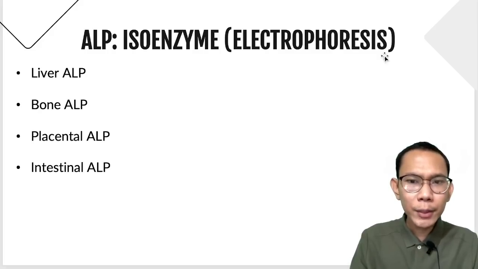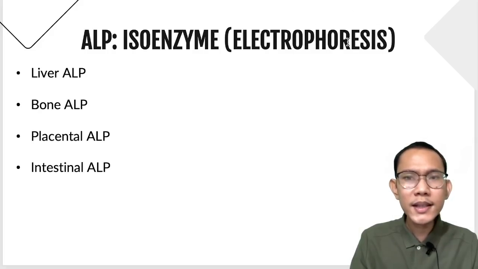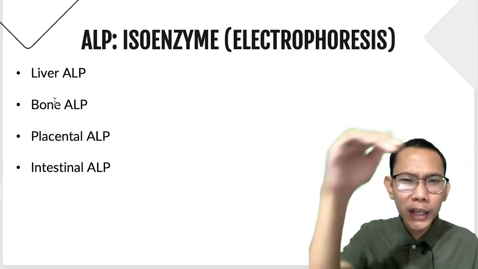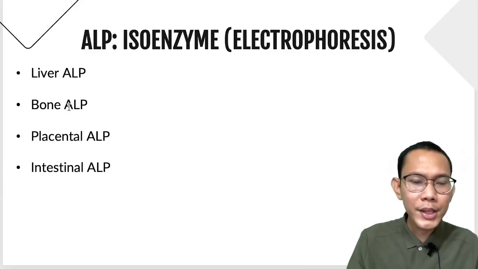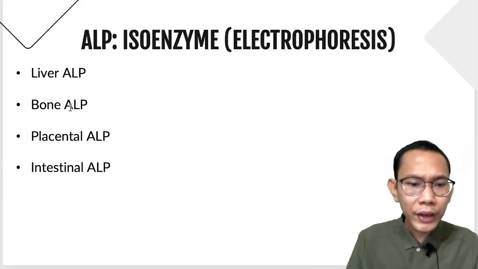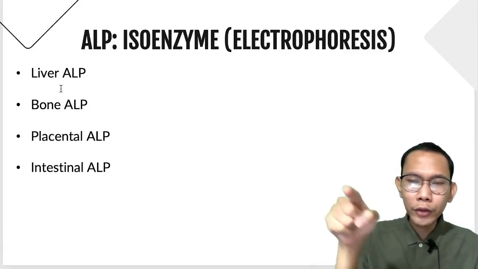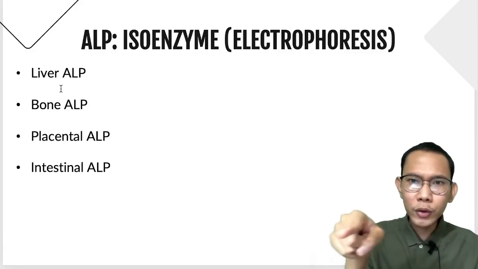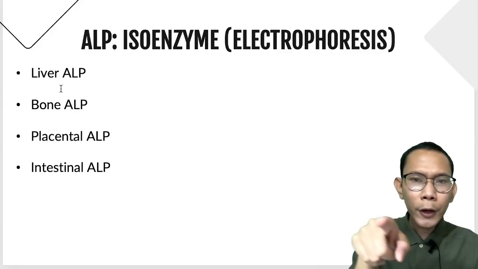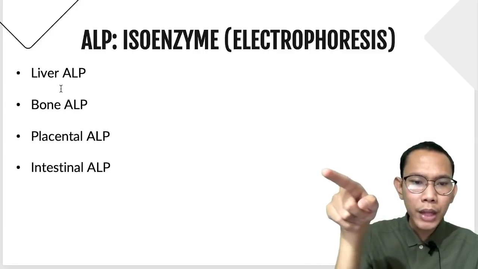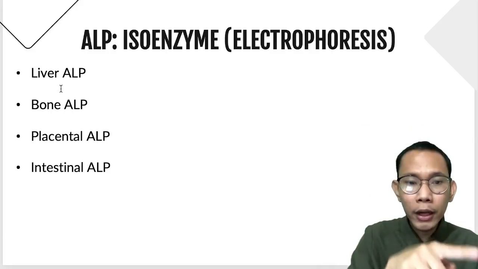So, again, what is the purpose of this electrophoresis? This is a single, most useful technique, but somehow, there will be an overlapping of these different isoenzymes. Pag nag-overlap ang liver sa bone, then there would be a difficulty na ma-determine natin kung ano talaga yung nag-increase. For example, there's a peak in one graph and there's also another peak. Therefore, hindi natin alam whether it is a liver or a bone because there is an overlapping.